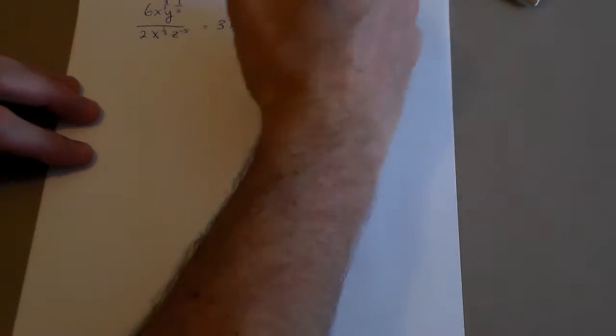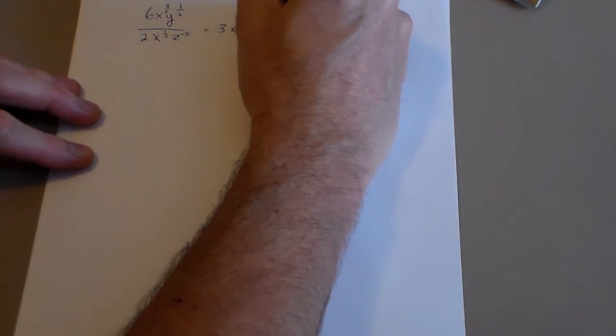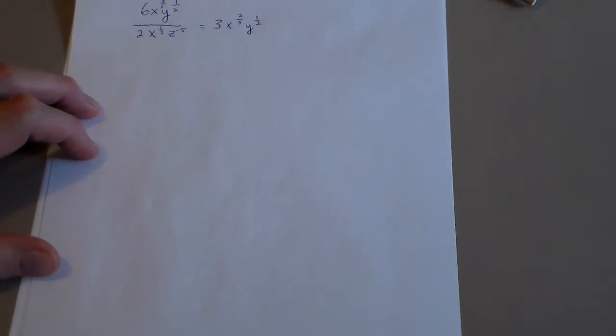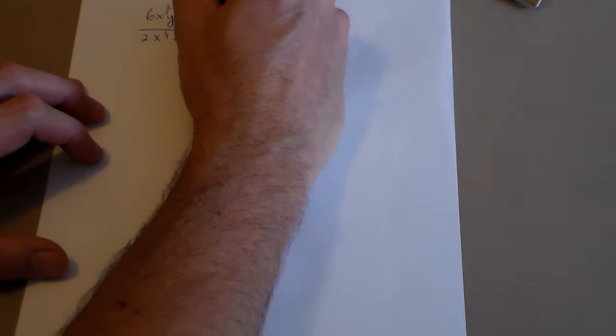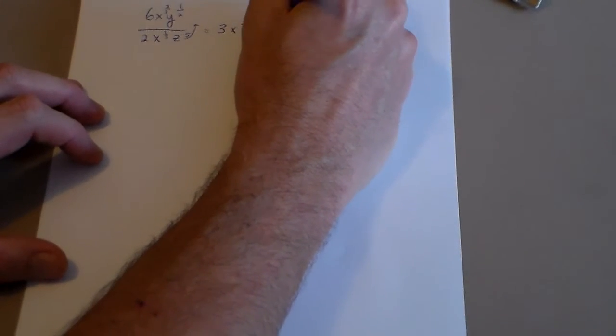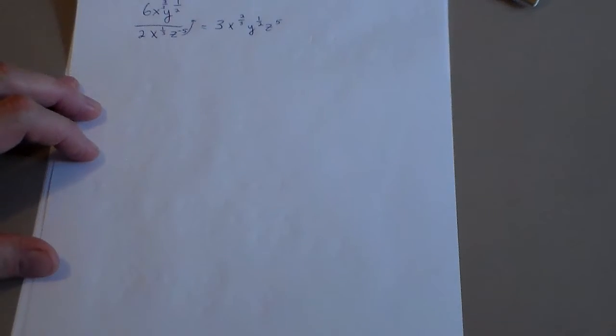And my y to the 1/2, there's no base in the bottom, I just leave that. And what happens with my z to the -5? If it's a -5 in the bottom, I bring that up top and make it z to the 5th.